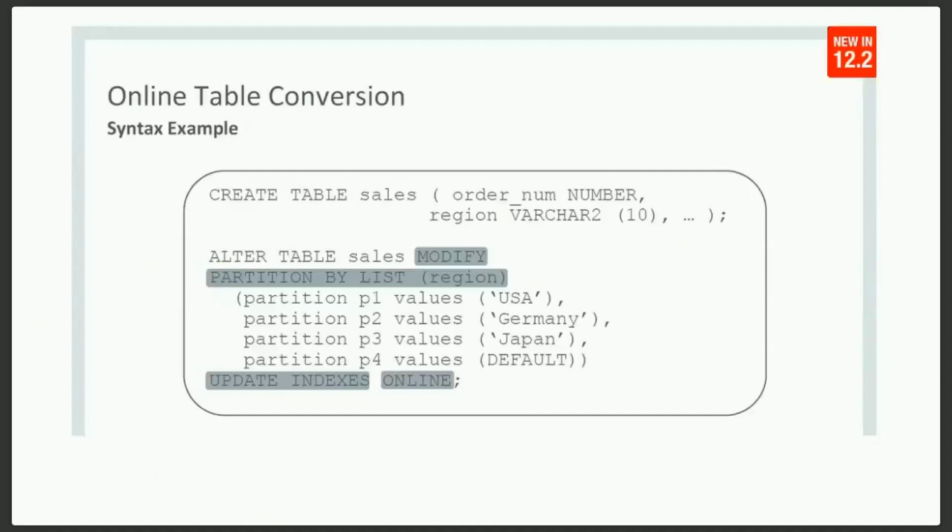So we have a table called sales area, all right? And we are basically altering the table, modifying it, and specifying the partition. So the sales table now is being partitioned by list. So we're converting that sales table into a partitioned sales table, and it's being done online. And we are also updating the indexes. That means if there were some local indexes on the table, they would become local partitioned indexes as well.